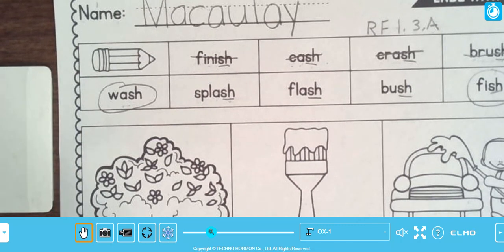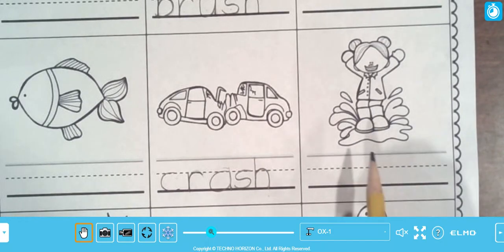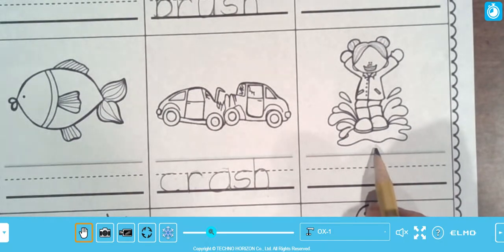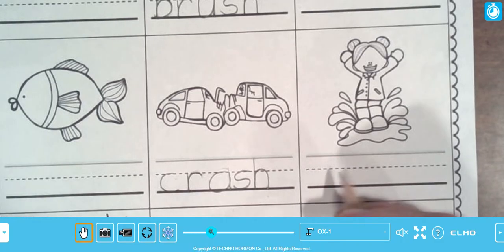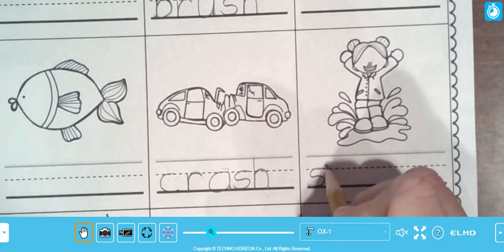Did you find it? Yeah, it's this one right here, right? This little girl. Look at her. She's so naughty, jumping in the puddle, making a splash. Okay, so the S that begins the word splash is a small letter, so it starts at the dotted line right here.